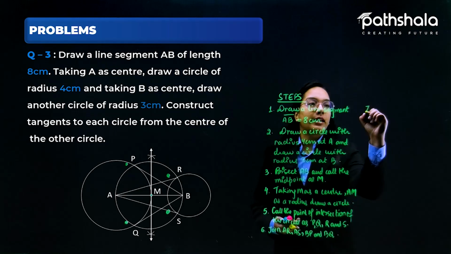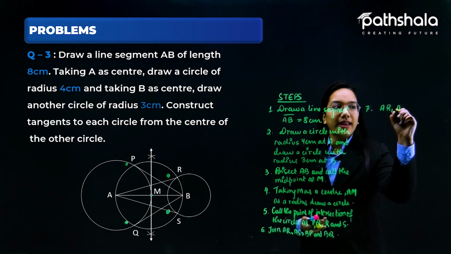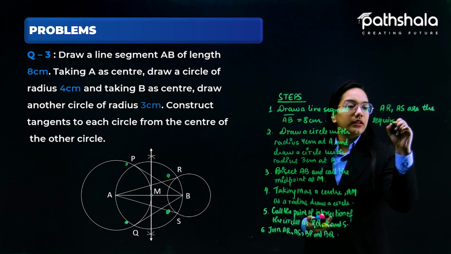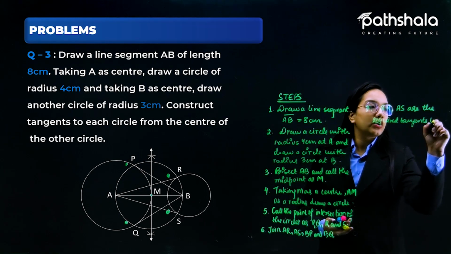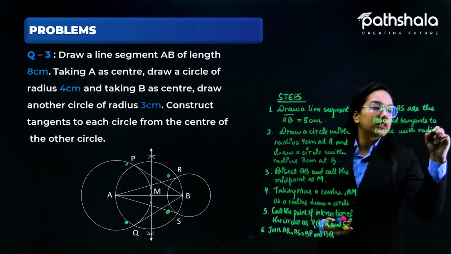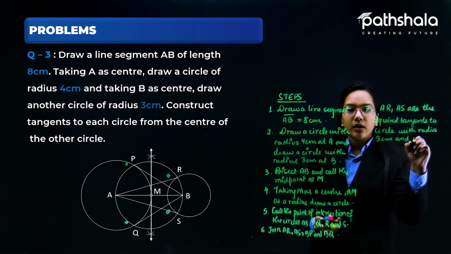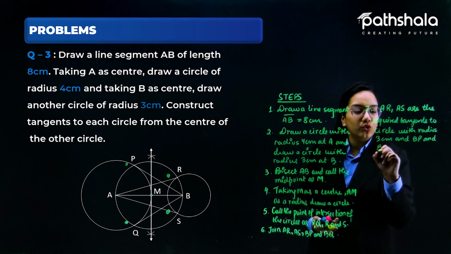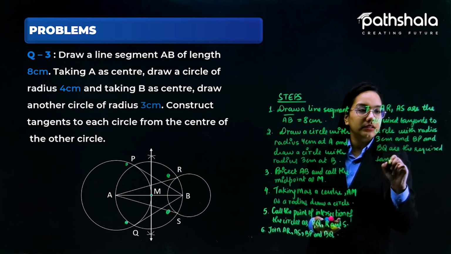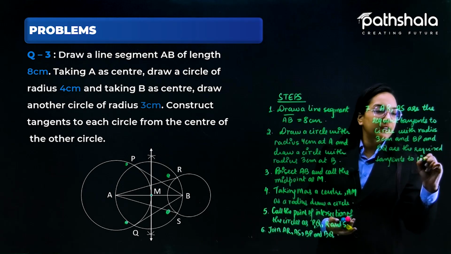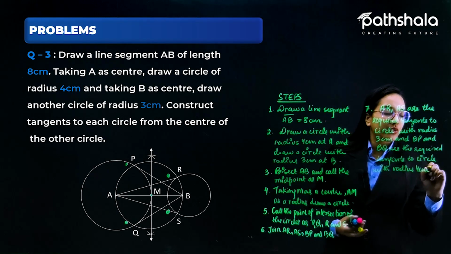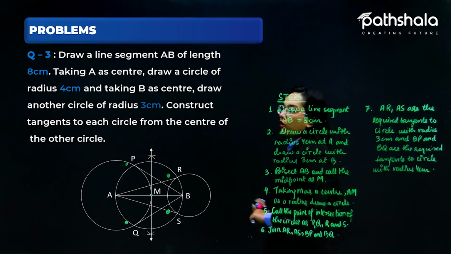So hence the seventh step would be: AR, AS are the required tangents to the circle with the radius 3 cm, and BP and BQ are the required tangents to the circle with the radius 4 centimeter. So this is nothing but all about the construction of such kind of a triangle.